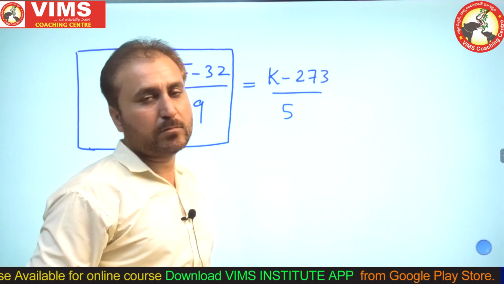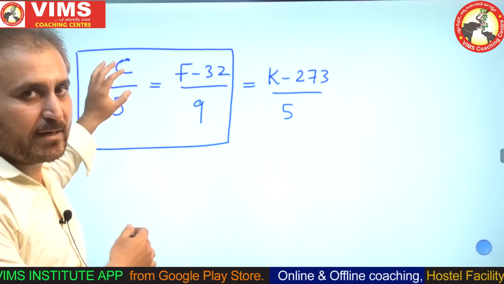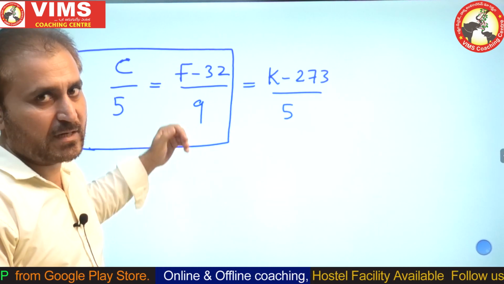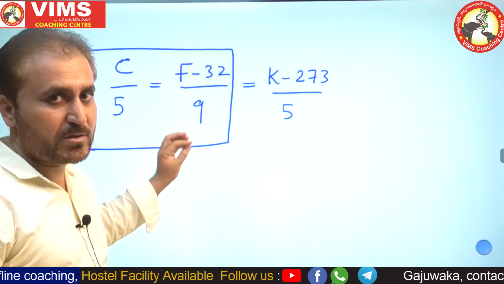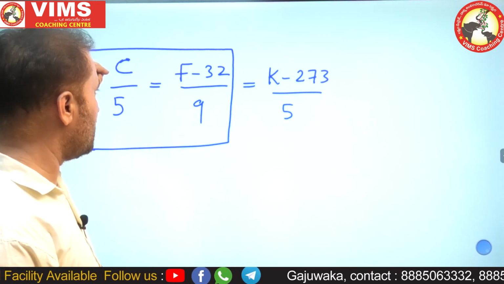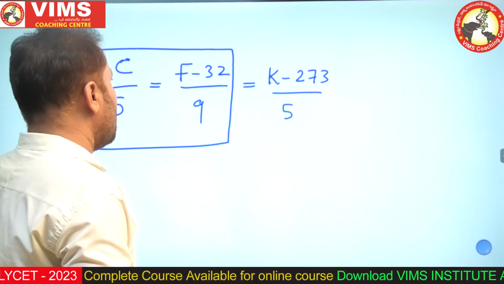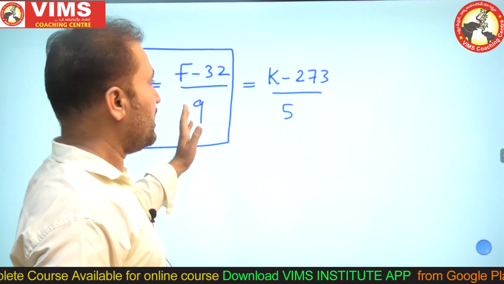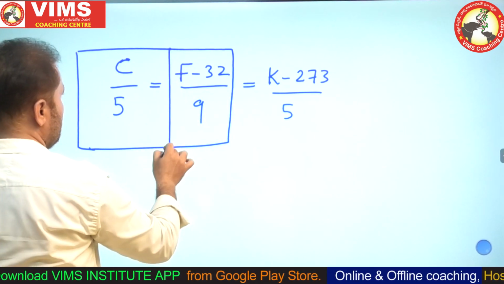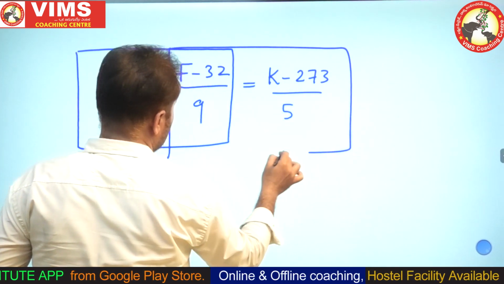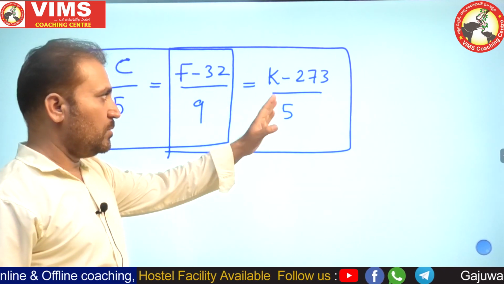You only need to do this: if temperature is given in Celsius, in place of C you write the temperature and calculate F, which is the Fahrenheit scale. Sometimes the temperature will be given in Fahrenheit scale, you substitute the value of F and calculate the value of C. So we will have numericals on that also. And if you want to convert temperature from Fahrenheit scale to Kelvin scale, please use this relation. Then you can easily convert temperature from Fahrenheit to Kelvin.